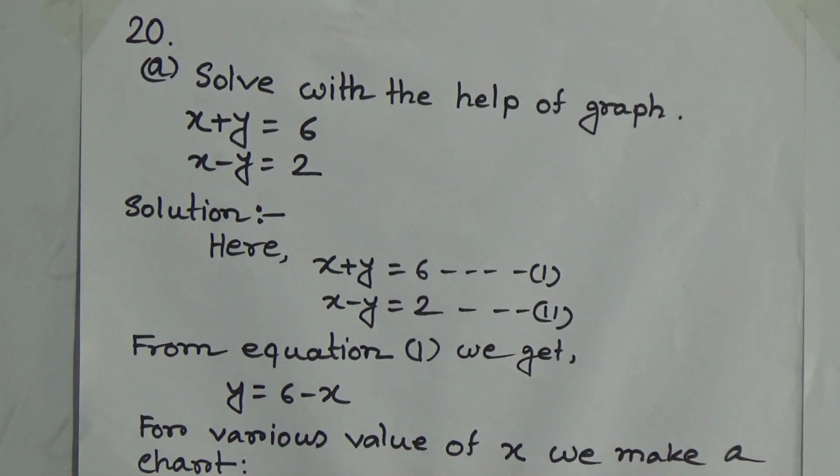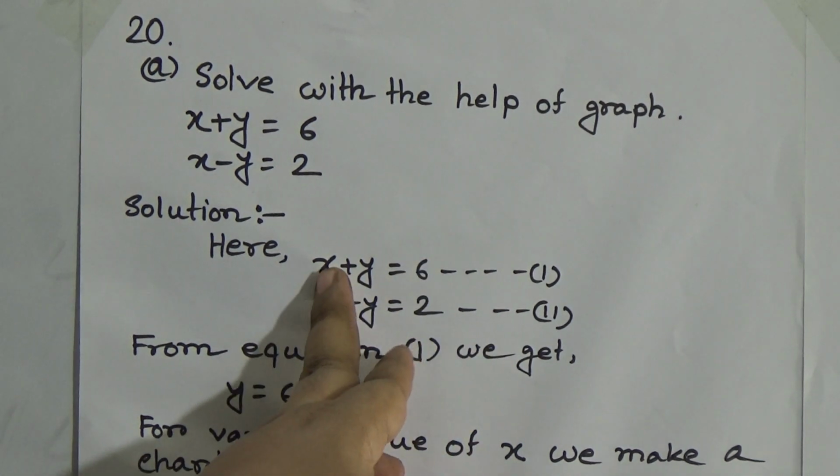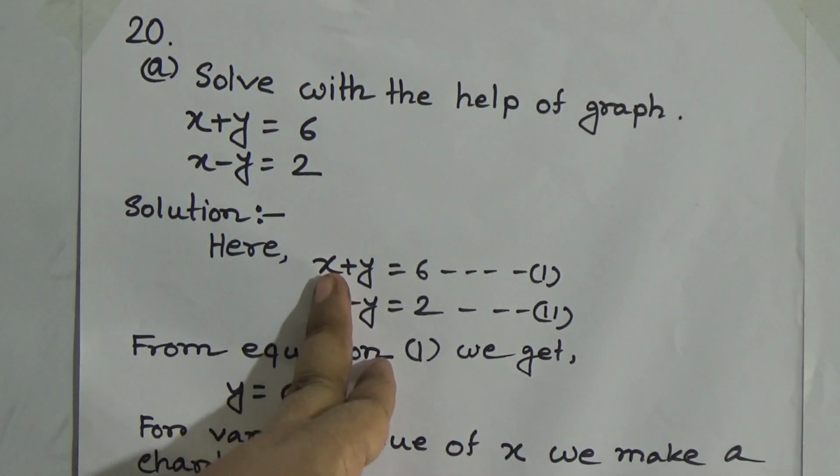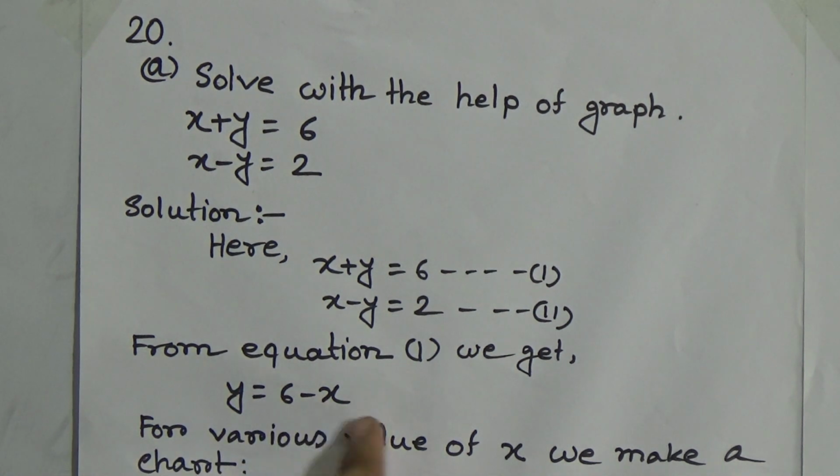my dear students, we get the value of y in terms of x. As a result, x changes its position, so it will be minus. So y equal to 6 minus x. Okay, I hope you have understood.